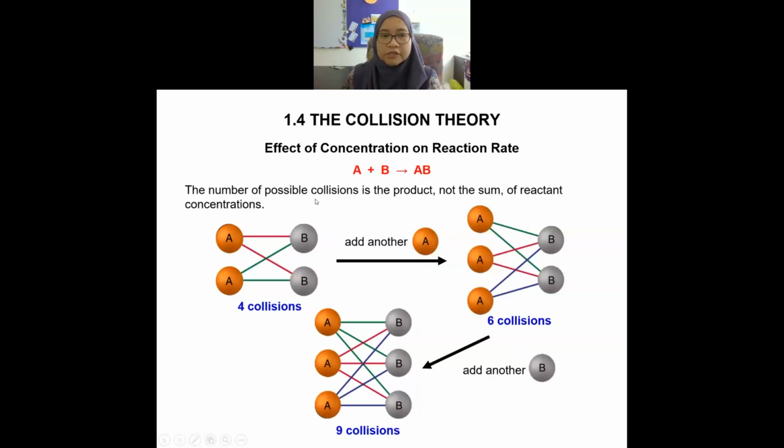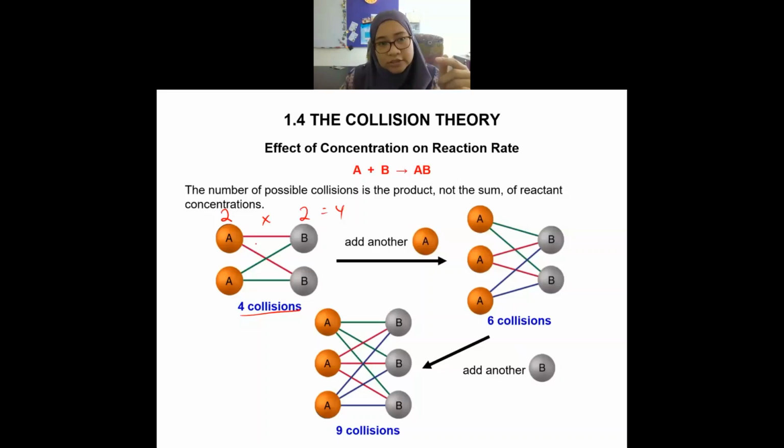So the number of possible collisions also represents the product form later on. So we can predict the number of collisions by multiplying the number of particles that we have for reactants. For example, we have 2A and 2B. So 2 times 2 will be 4. Therefore, we have 4 collisions. Kebetulan pula 2 tambah 2 is also 4. Itu hanya kebetulan sajalah. But kita consider the multiplication.